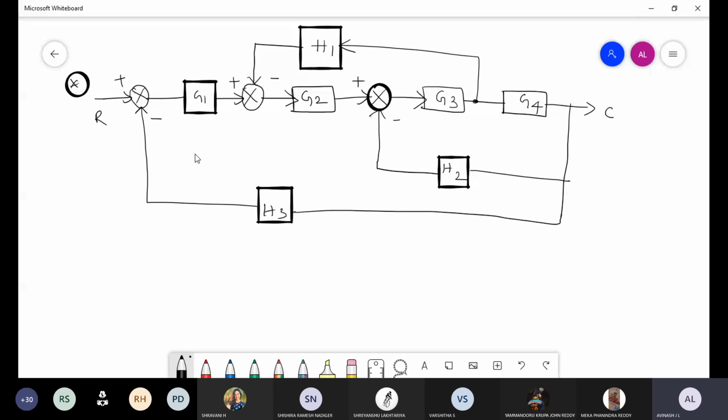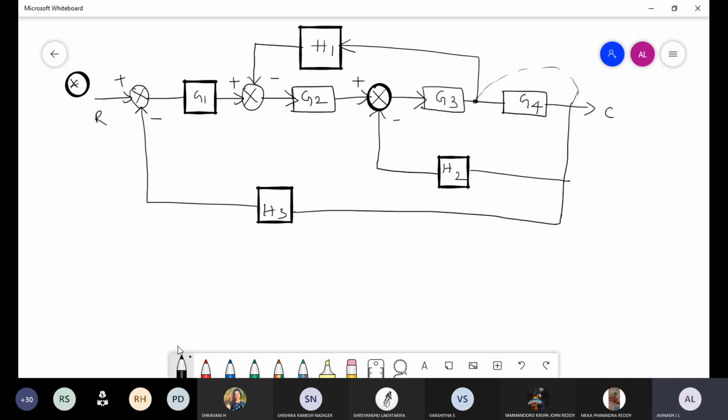Okay, fine. So I will give you this question as homework. Homework means tomorrow you should answer. Okay, I will tell you what I have done. I shifted this takeoff point after the G4 block, by including 1 by G4.